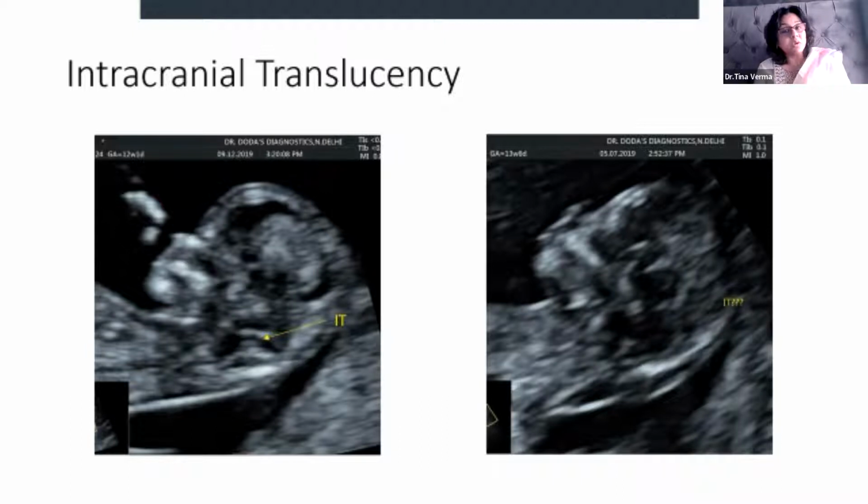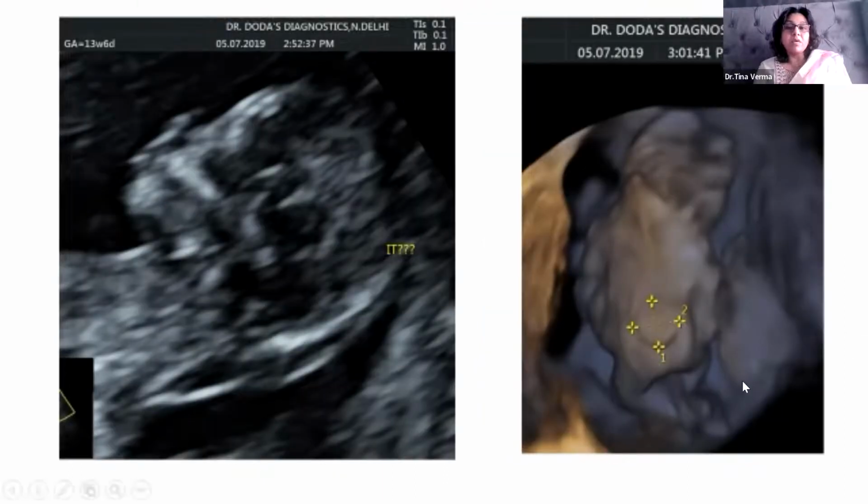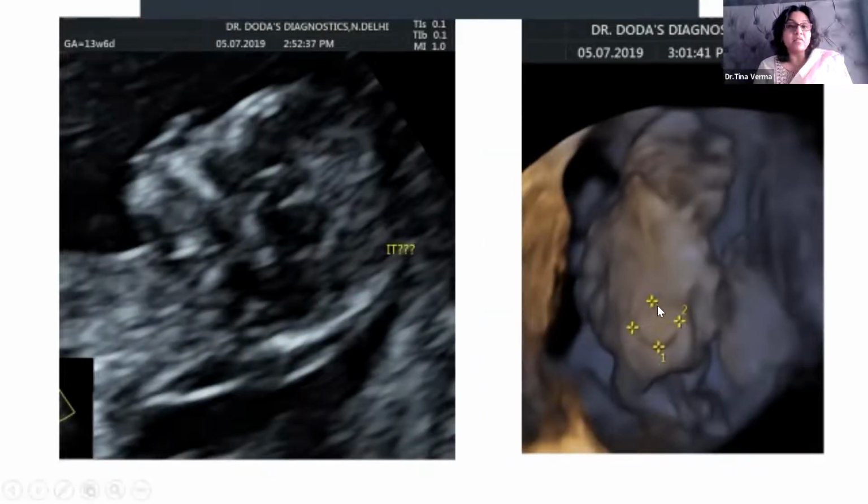So what do we do? What is the next step? The next step is to look at the direct visualization of the spine. And when we looked into the direct visualization of the spine, what did we find here? We found here an open neural tube defect, and hence we can easily explain why the intracranial translucency was obliterated.